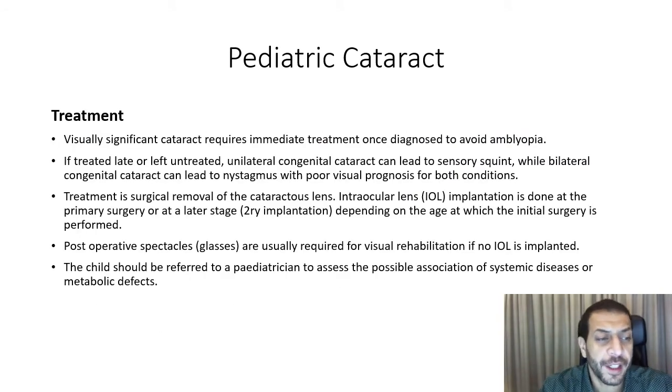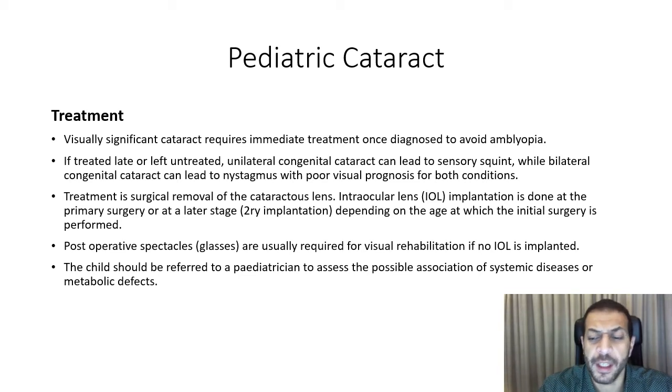Treatment of pediatric cataract is just like any cataract. You can treat it by surgery. You remove the cataract and you insert an intraocular lens. However, of special note is that pediatric cataract should be treated quickly, not like adult cataract. Adult cataract can wait for months, no problem.